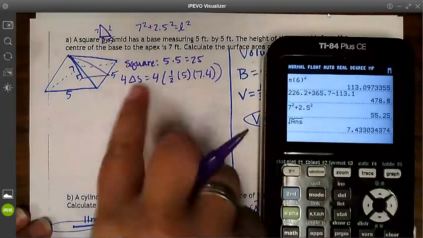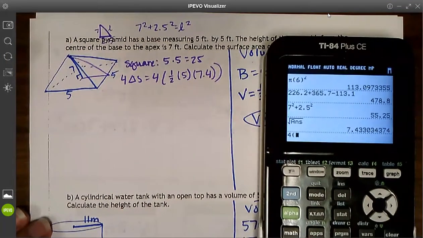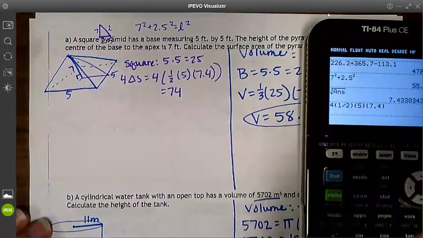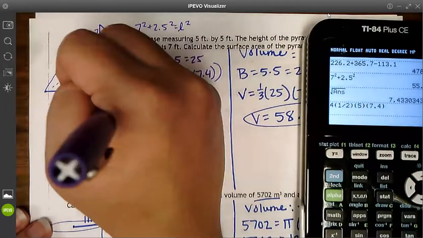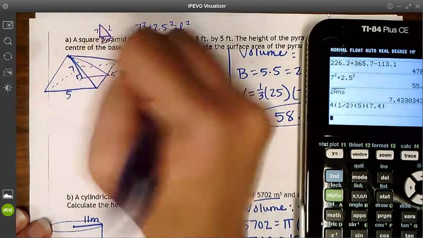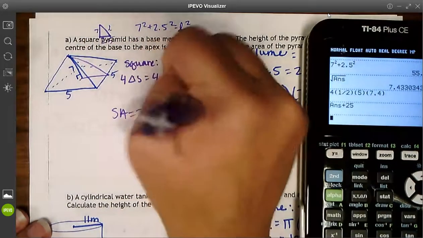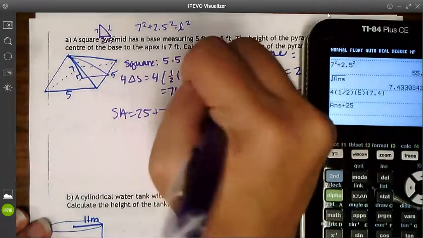So now I'm going to multiply this together. I have 4 times 1/2 times 5 times 7.4, and you get 74. So then I'm going to add those together. My surface area is going to be the 25 plus the 74, which is 99. This is in feet squared.